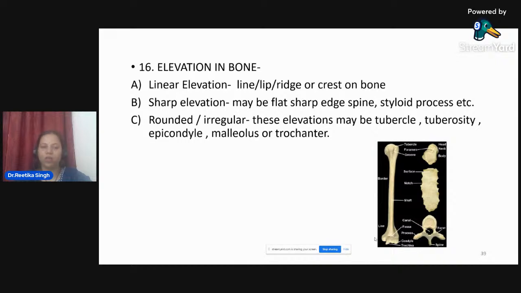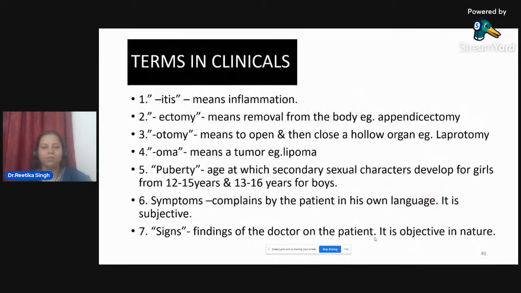Elevations in bone: a linear elevation or an edge, a linear crest on bone, a sharp elevation, maybe a flat sharp edge surface, or rounded. These elevations may be tubercle, tuberosity, epicondyle, malleolus or trochanter.